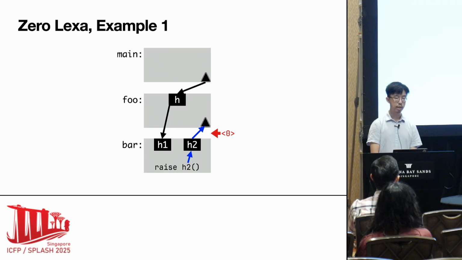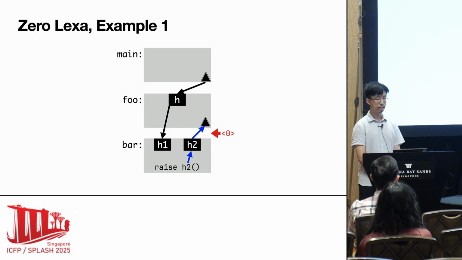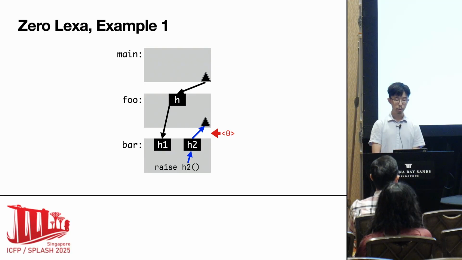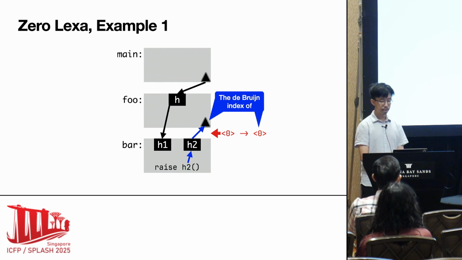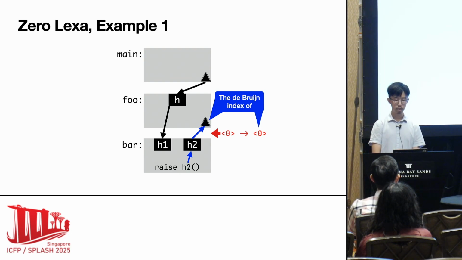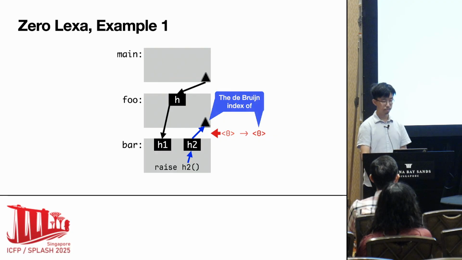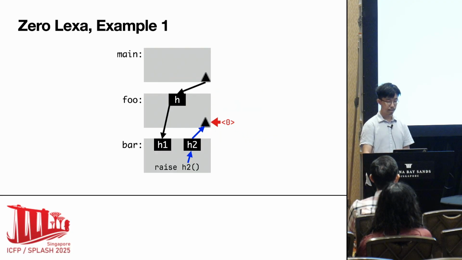The stack worker walks up the stack. At each call site, it transitions the clue according to how the parameter is instantiated. In this case, h2 was instantiated by a local handler inside foo. Since this local handler's de Bruijn index is 0, the clue is updated to 0. Finally, while inside foo, the stack worker finds a local handler with de Bruijn index 0. It thus successfully finds the handler.